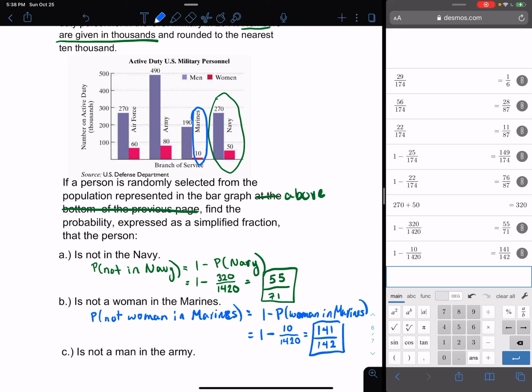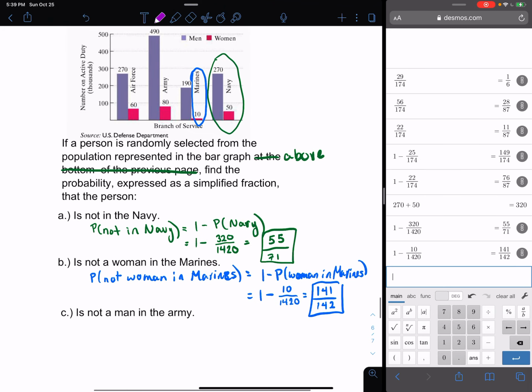One thing I want to point out, notice we're not just looking at the 190 men that are in the Marines. We also want to include everyone that's in the Air Force, everyone that's in the Army, and everyone that's in the Navy in our answer if you're choosing to just add everything up rather than use the subtraction.